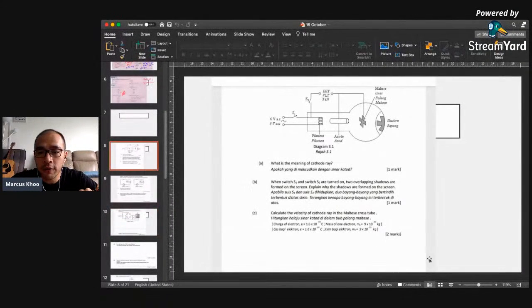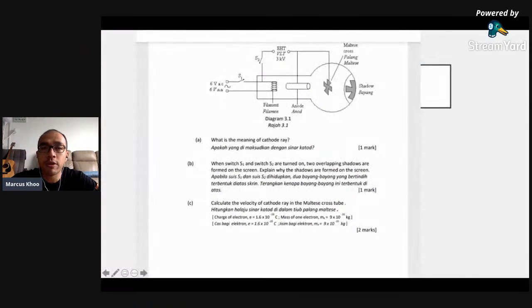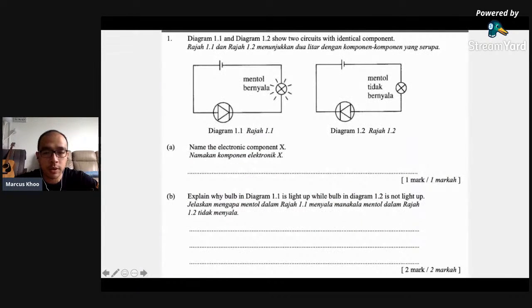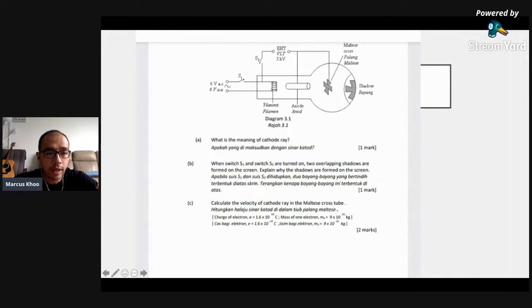Let's take a look at the questions. But before we begin, I want to start off by talking about your previous exercise, and a lot of you had problems with this question: calculate the velocity of the cathode ray in a multi-source tube.